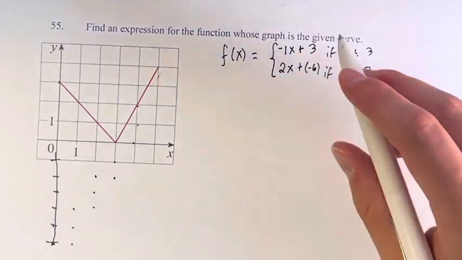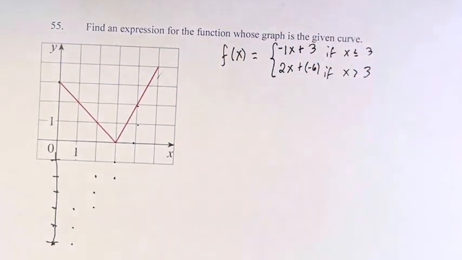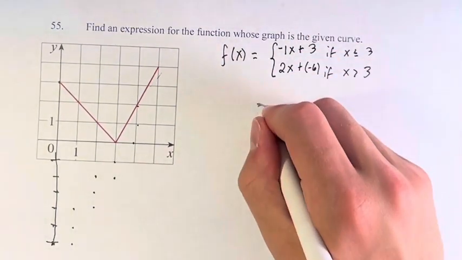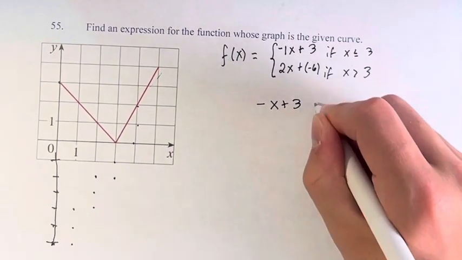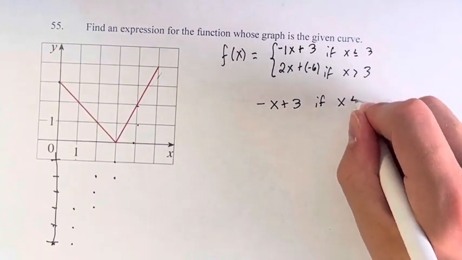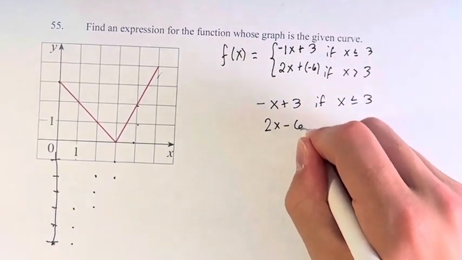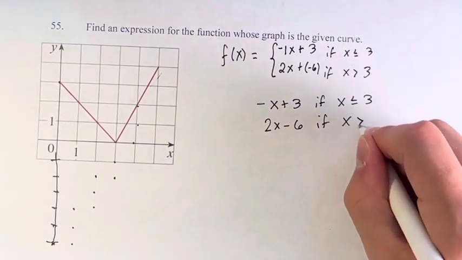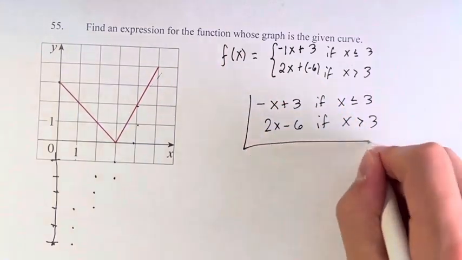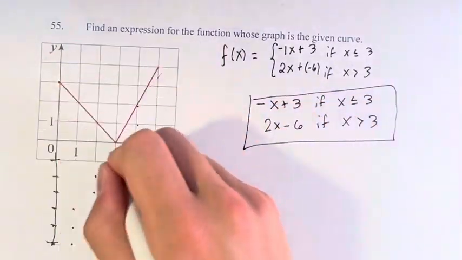We're not looking for just this. We are looking for only the expression. So this is negative x plus 3 if x is less than or equal to 3, and 2x plus negative 6, or 2x minus 6, if x is greater than 3. And this is the function that is represented by this graph.